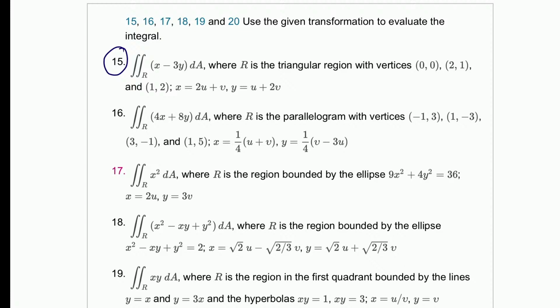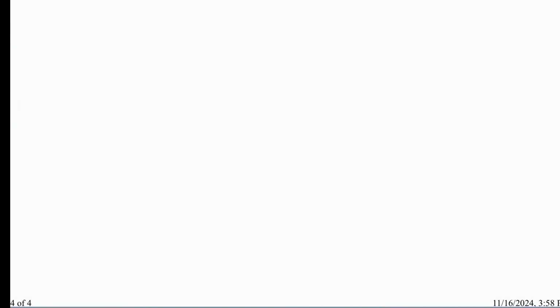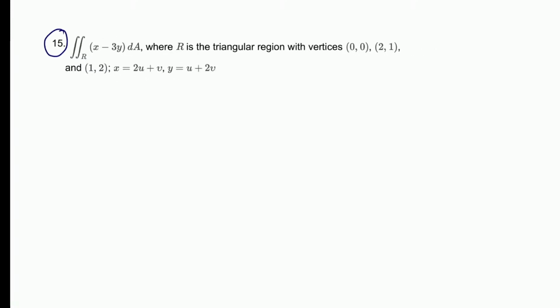It gives you this triangular region. So step one, we'll step our way through this as much as we can. I'll do the hard part for you, though. I think that getting the Jacobian is going to be easy. Okay, so step one is to draw the picture of the region. The vertices are 0, 0, over 2 and up 1, which is right about here, and over 1 and up 2.